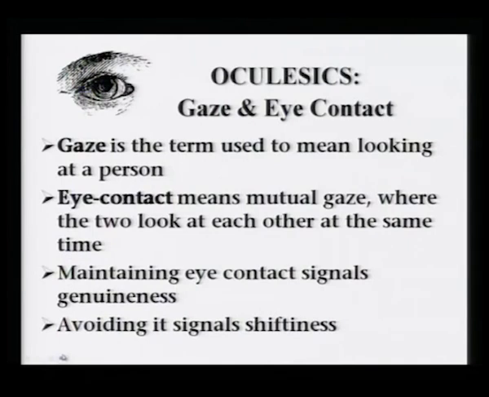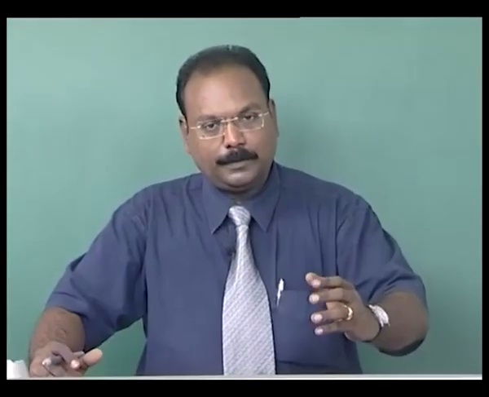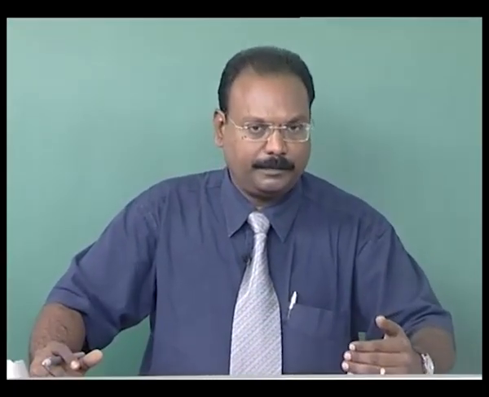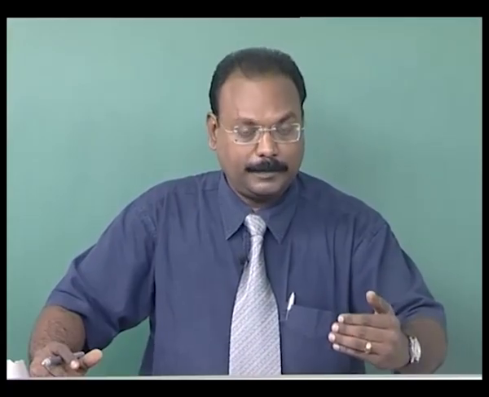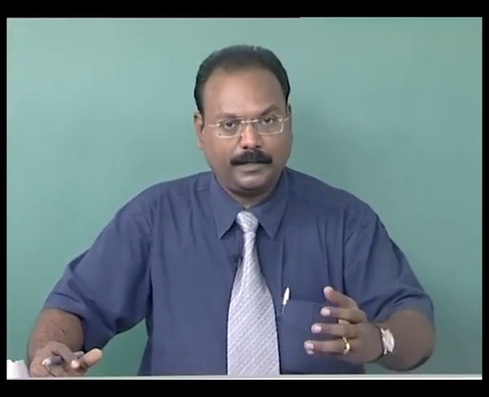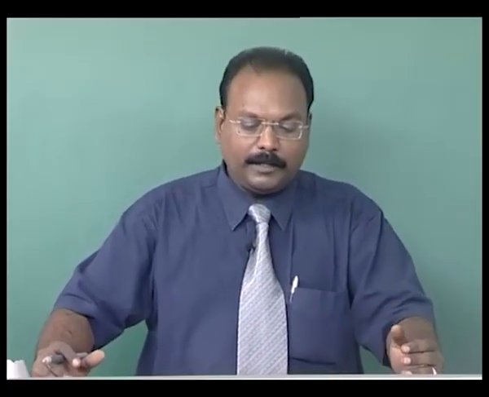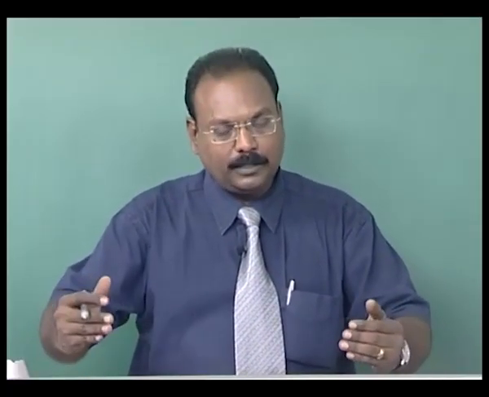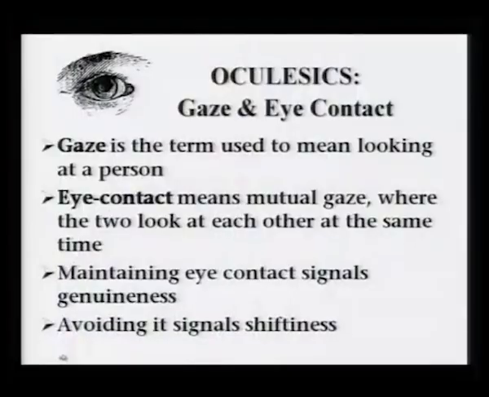Eye contact means mutual gaze. Usually, unlike a casual look, this gaze happens especially in a professional situation where you look at the person and deliver your communication message, as in a presentation where you are presenting a proposal to your client and so on. So, eye contact means here mutual gaze. You look at the person and the other person also looks at you, where the two look at each other at the same time.